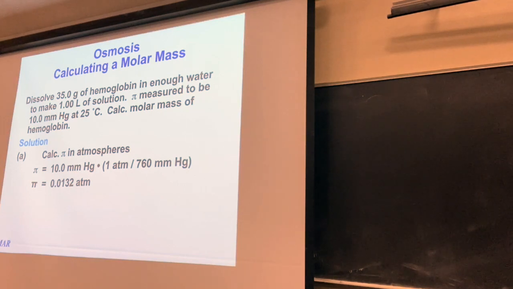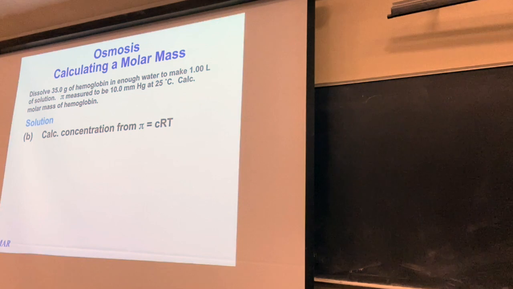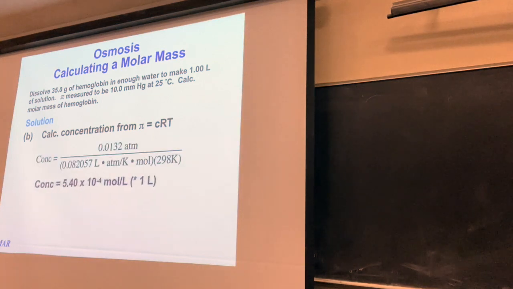So if you want to do these kinds of problems, turn your osmotic pressure into atmospheres. So 10 divided by 760, which is the conversion, 0.0132 atmospheres is the osmotic pressure. And that's the pi, that's that little symbol that goes right there. And just like in the ideal gas law, where we always used atmospheres, you want to use atmospheres in osmosis as well. The only thing we don't know right now is the concentration of the hemoglobin. But we can determine that.